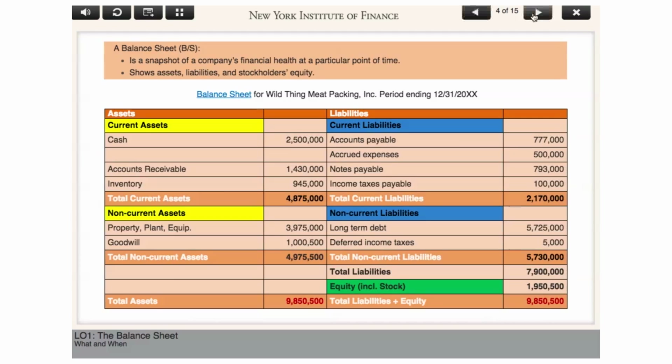A balance sheet is like a snapshot. It records how a company stands financially at a particular point of time by showing the company's assets, liabilities, and stockholders' equity. An example of a balance sheet for Wild Thing Meatpacking Company is provided on screen.